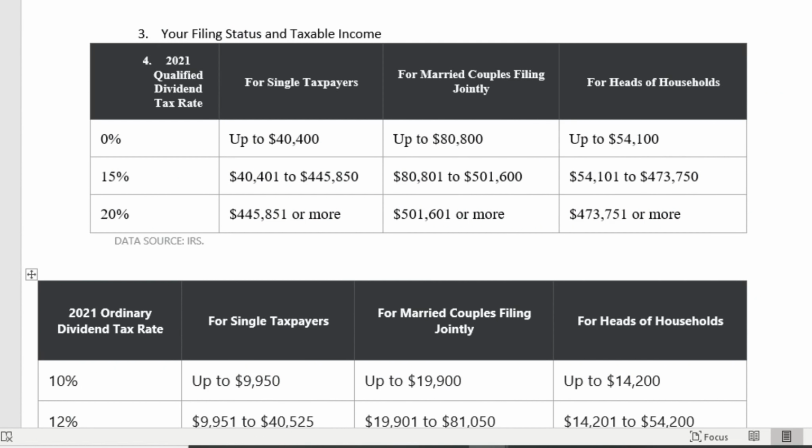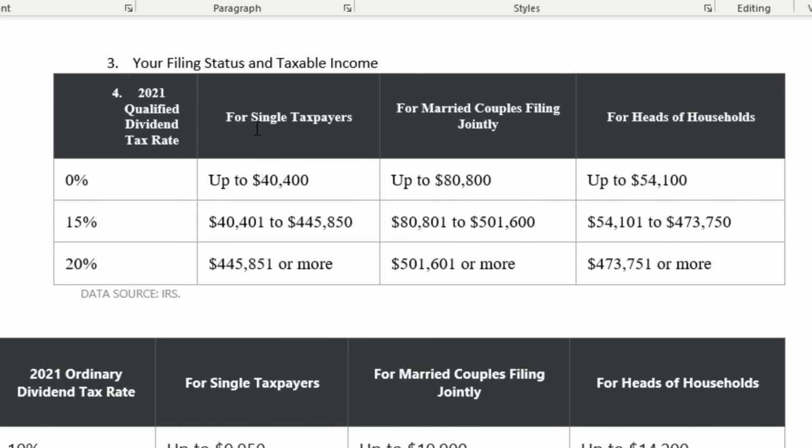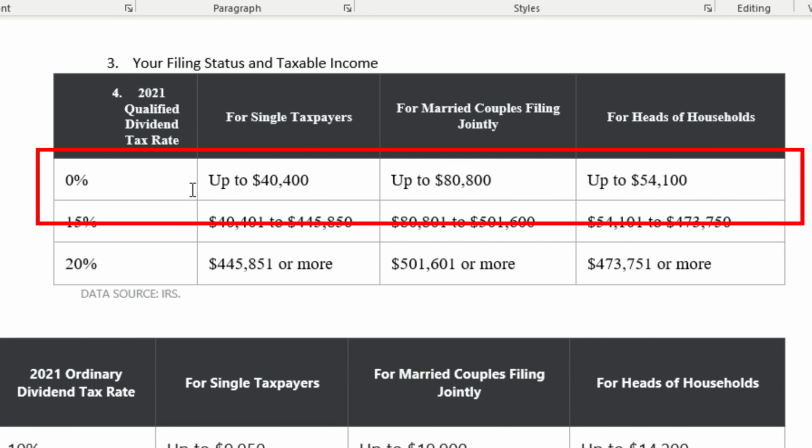Now, here's the actual information. If you happen to have qualified dividends, then the last impact here is your taxable income as well as your filing status. Somebody who is a single taxpayer versus married couples filing jointly has a significant difference in the dividend tax rate here. So if you have taxable income under $40,000, well, then you don't pay any taxes on your dividends if they're qualified. If you're married filing jointly, up to $80,000.